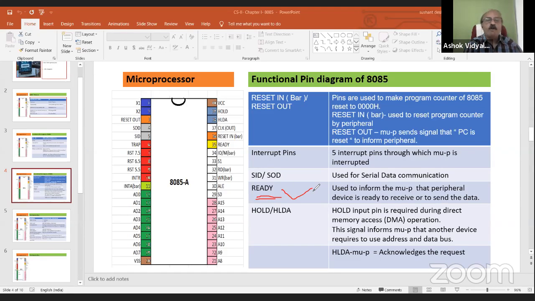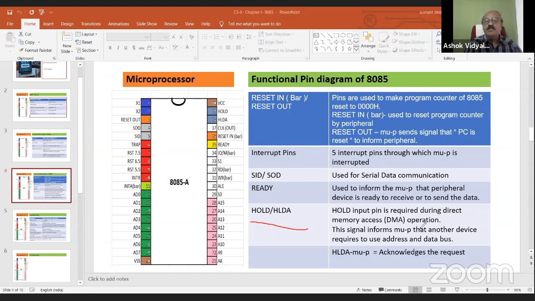Now there is no complement or bar like RD bar, because that works as low active. But here it is just ready, so it may be 0 or it may be 1. Right, guys? Okay. Moving ahead, HOLD and HLDA.